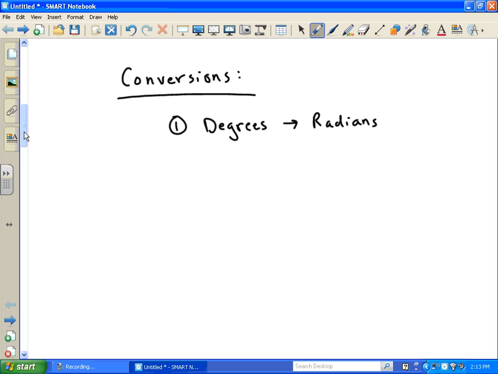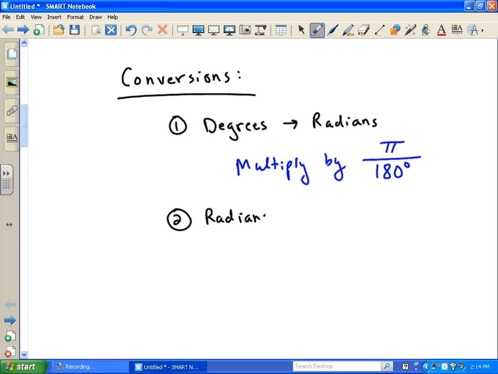Okay, if you have degrees, then you need to get rid of your degree symbols. So what we're going to do is multiply by something over 180 degrees. The degrees on the bottom cancel out with the degrees that you are already given. 180 degrees is the same thing as how many radians? Pi radians. This is the conversion we use to get from degrees to radians.